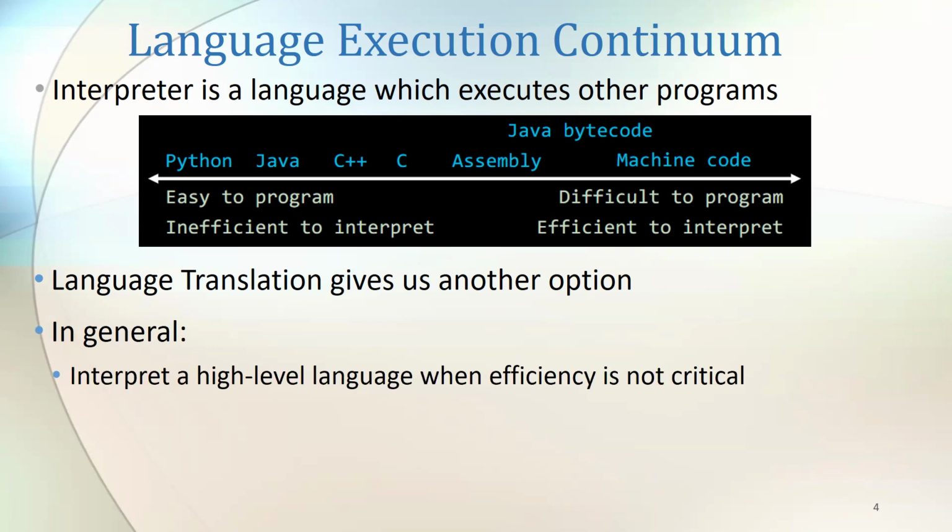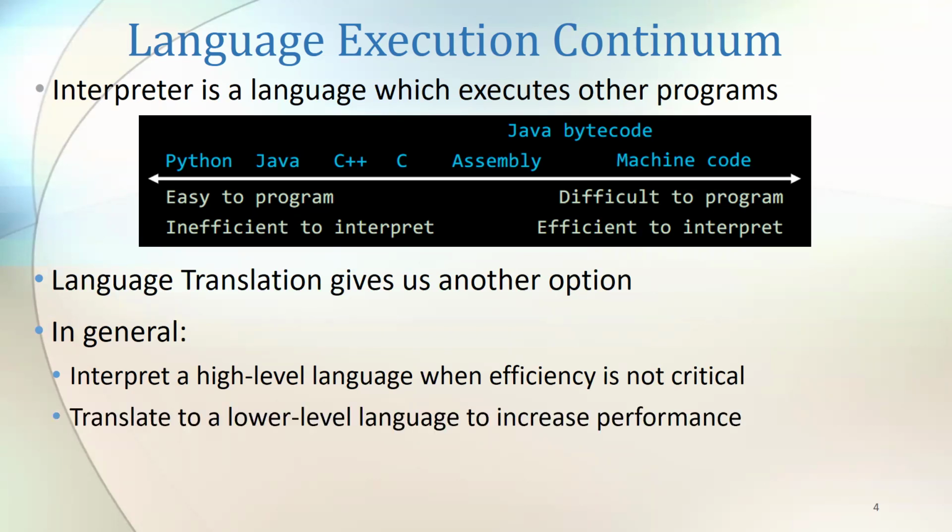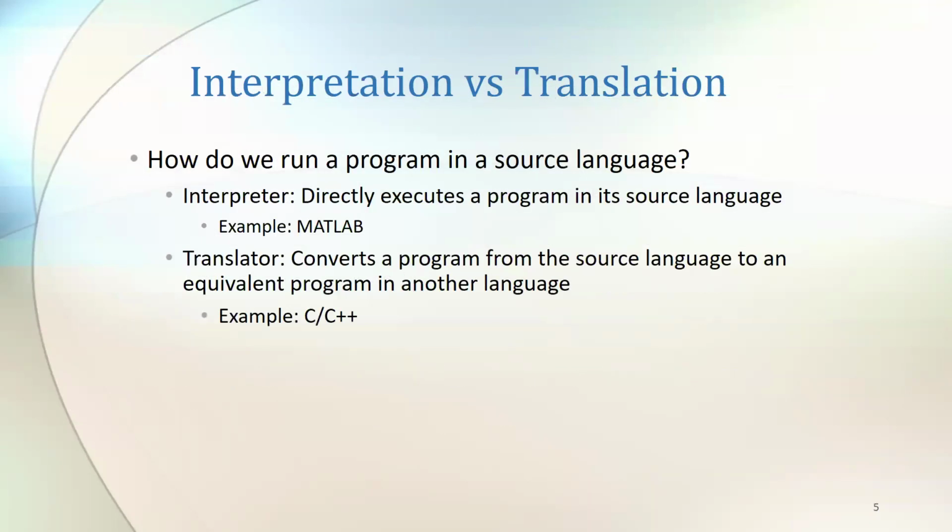So in general, you want to pick a high-level language when efficiency, meaning your runtime and your memory performance, is not critical, right? If you have some kind of criticality with performance, you want to translate a low-level language first to improve your performance in general, right? Because the closer it is to the machine, the easier it is for the machine to actually run it, and the less interpretation that needs to happen by an interpreter. Okay.